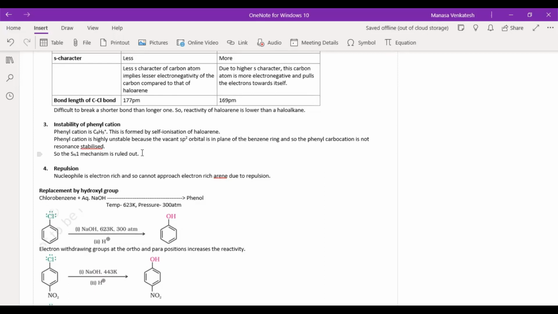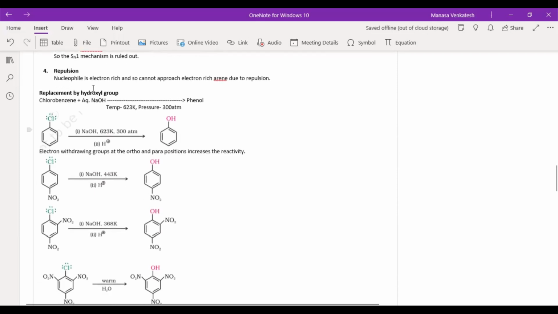However, in extreme conditions, as always, we will force the compounds to undergo reaction. And so here you have various reactions. Here you have chlorobenzene, and it reacts with sodium hydroxide, NaOH, at 623 Kelvin and a pressure of 300 atmospheres. We are getting phenol.